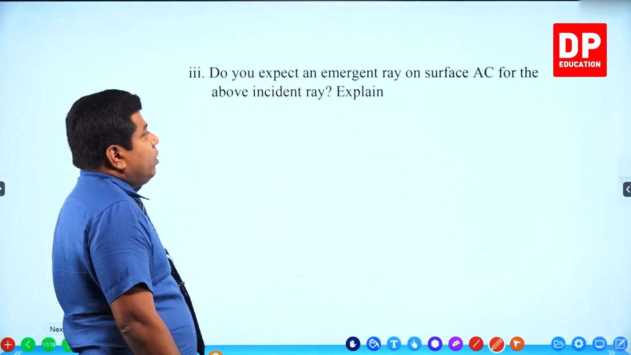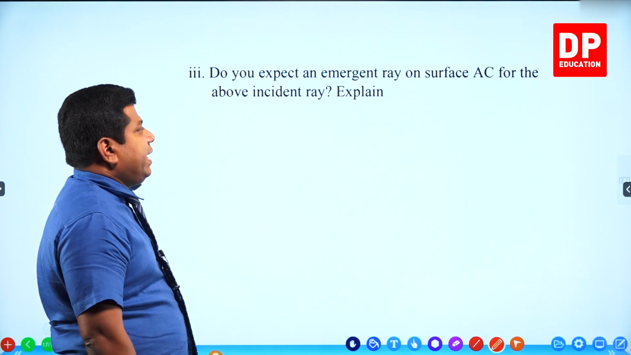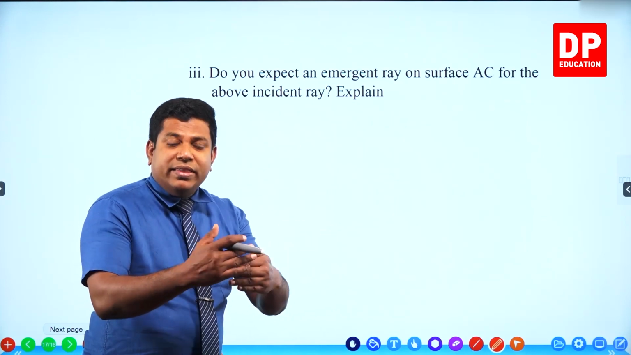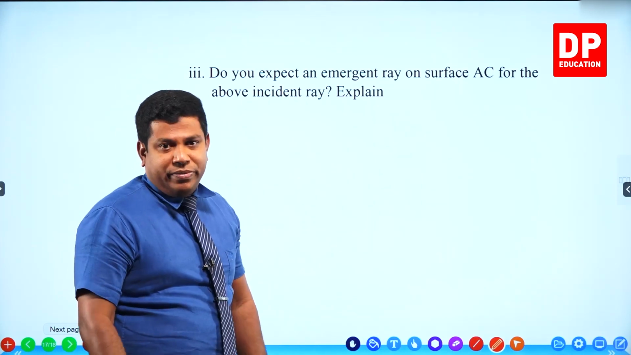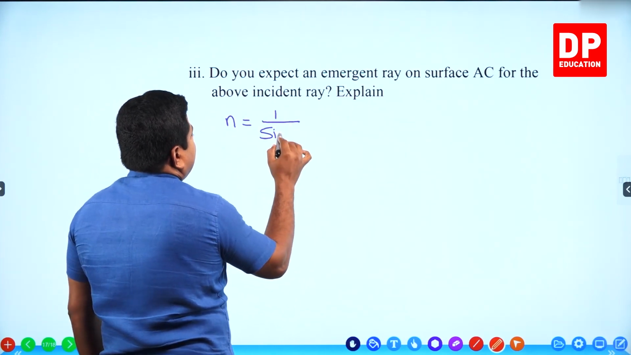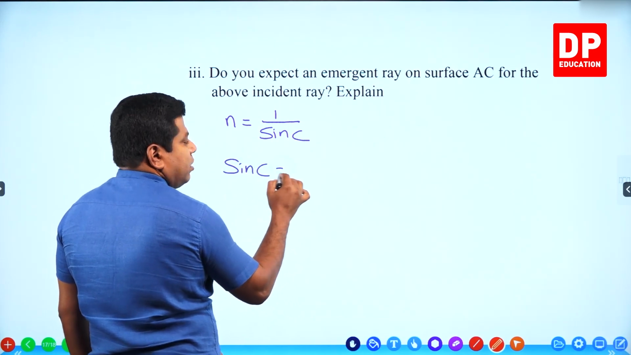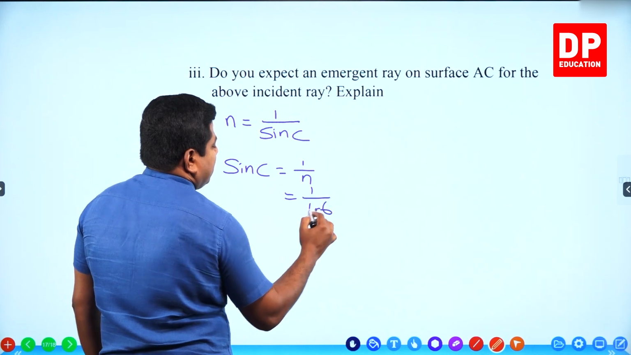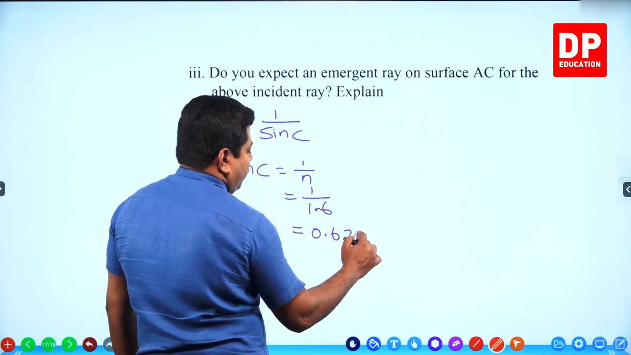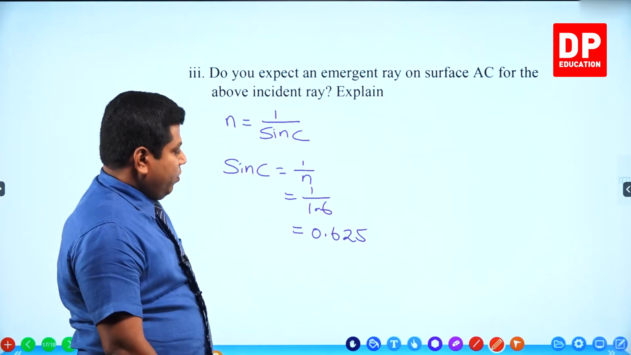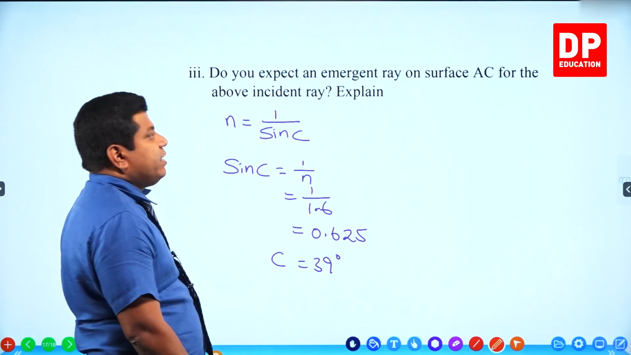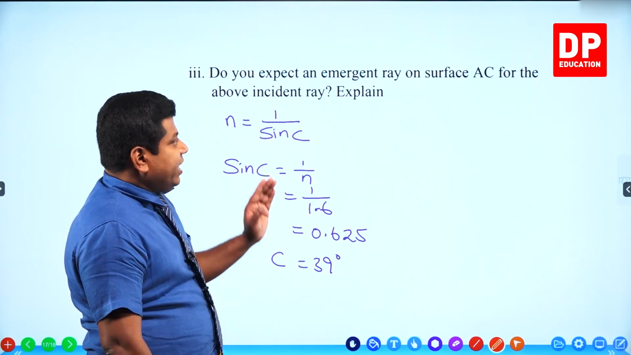Next. Do you expect an emergent ray on surface AC for the above incident ray? Explain. What would be the problem there? If the incident angle is bigger than the critical angle, then there won't be an emergent ray. There will be a total internal reflection happening. So let me find the critical angle. N equals 1 over sine C. So sine C equals 1 over N. N is 1.6. Correct? So when you divide 1 by 1.6, you will get 0.625. You can use a sine table and find what value is C. You will get C approximately 39 degrees. Which means the critical angle is 39 degree.